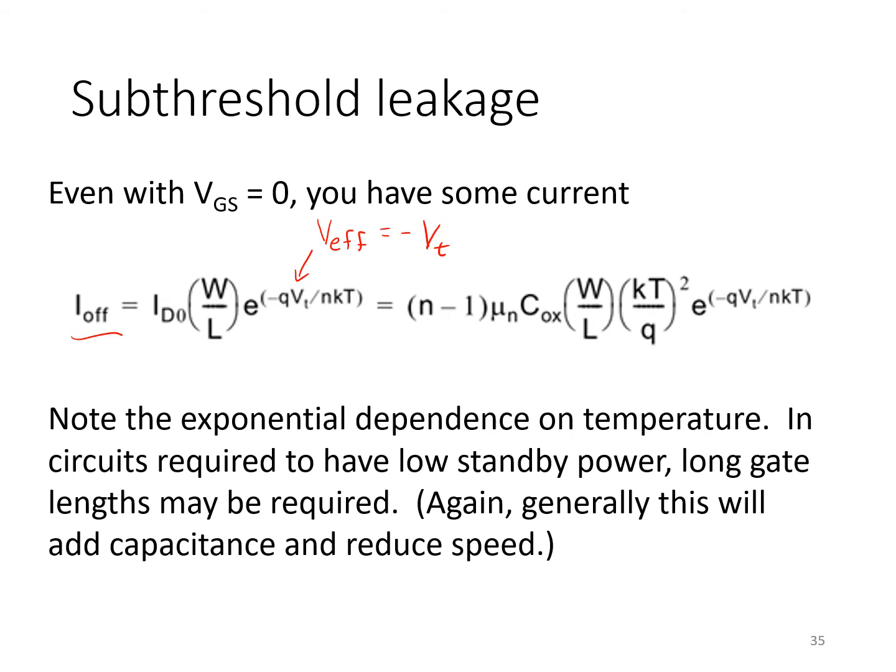One way to reduce leakage current by design is to increase gate length L. And so that's a measure that's often taken in low power circuits to ensure that standby power is kept low.